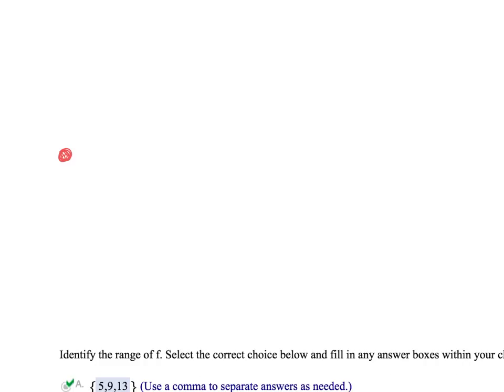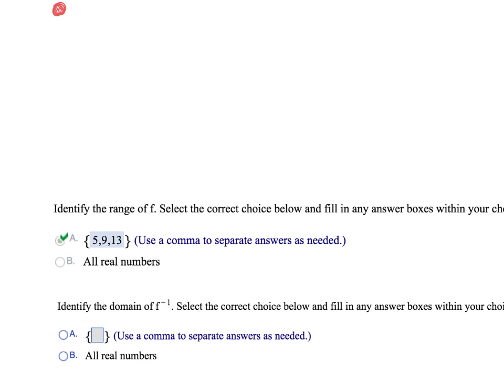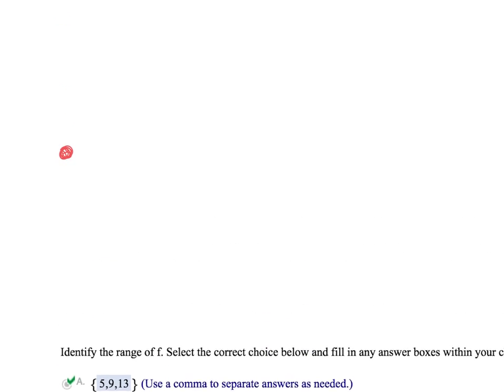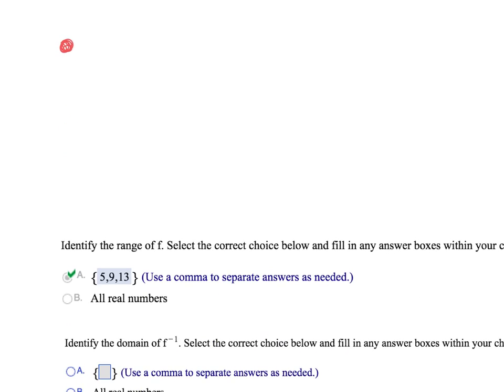So now that we've done that, we have the inverse, and we know that that's the inverse. Now what they're asking us is to identify the domain and the range of both the original function and the inverse function. So let's take a look at the domain and range of the original function right here. Remember that the domain is all the values that x is allowed to be, and the range is all the values that y is allowed to be.